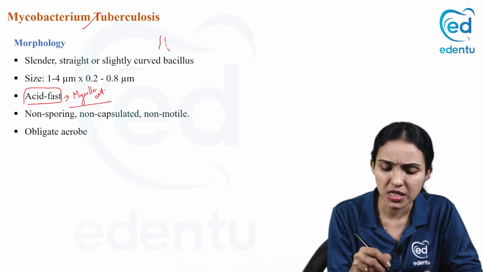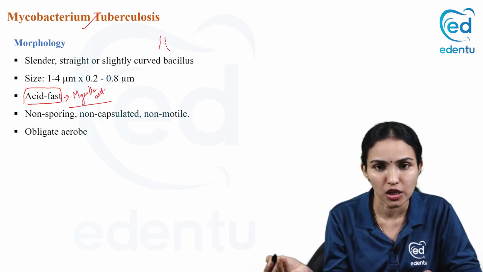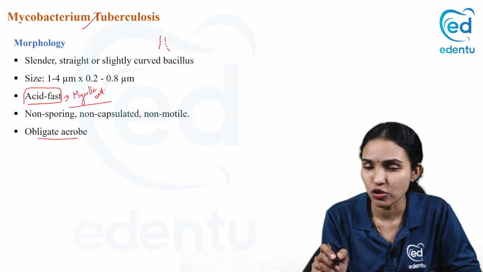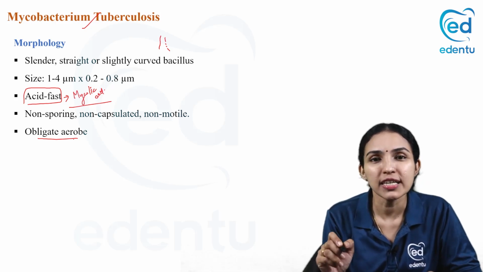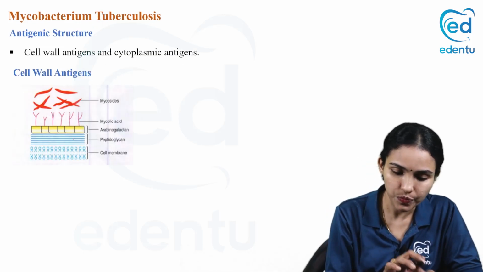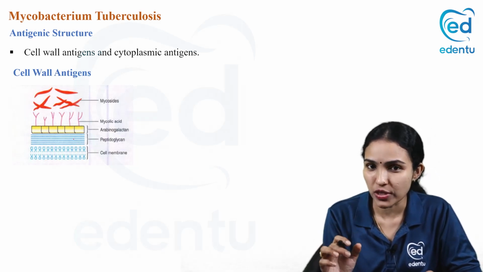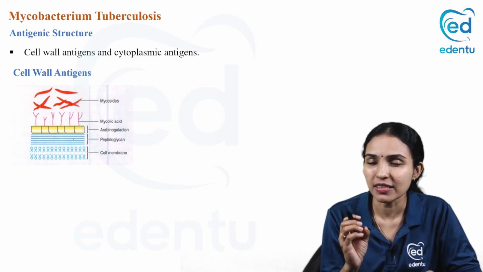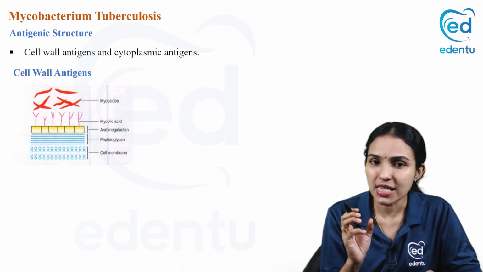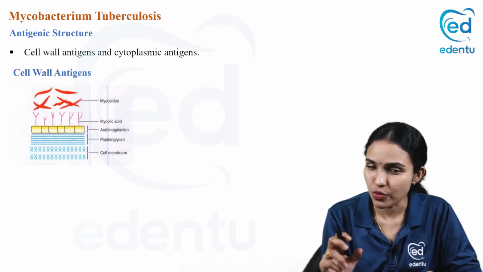This organism is non-sporing, non-capsulated, non-motile, and an obligate aerobe. Remember, Mycobacterium tuberculosis can grow only in the presence of oxygen. It cannot grow otherwise. So in morphology, we have seen it's a slender, slightly curved bacillus with the acid-fast property. The cell wall antigen and structure is also important.